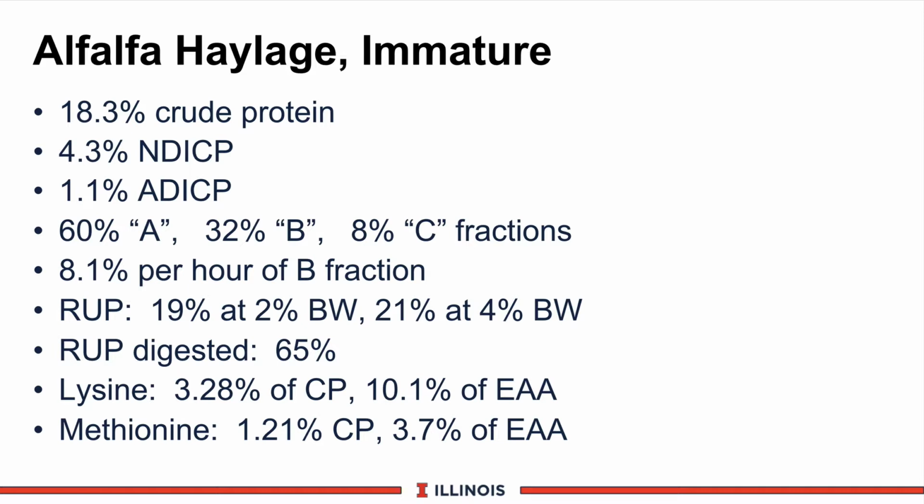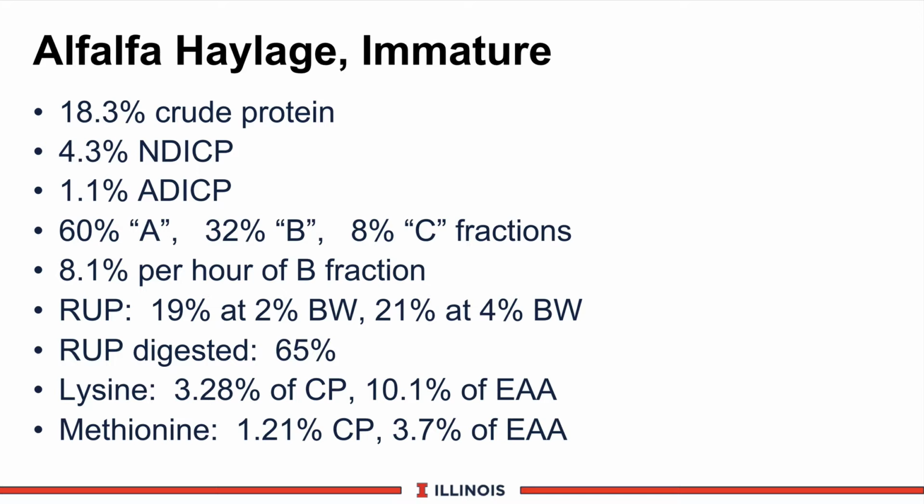The lysine content, I just picked two of them. Lysine, 3.28% of the crude protein, or 10% of essential amino acids. Methionine, 1.21% crude protein, 3.7% of essential amino acids. So again, you can see a very descriptive aspect of alfalfa haylage.